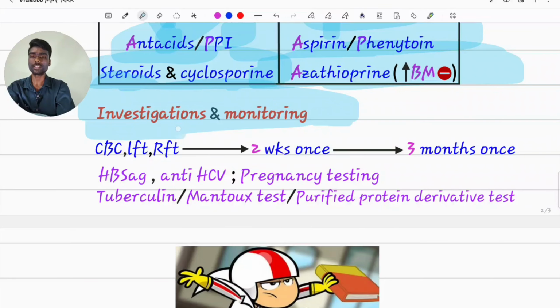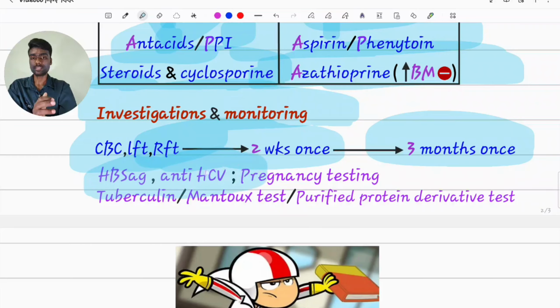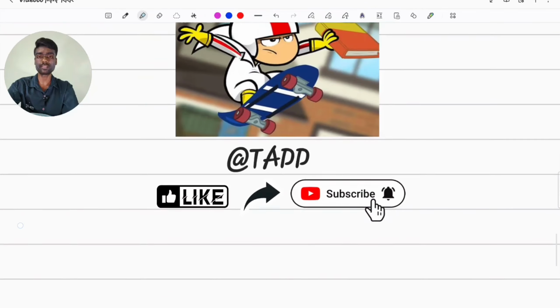Investigations and monitoring: CBC, LFT, RFT, firstly 2 weeks once, when we are increasing the dose from lowest dose to desired dose. Once desired stable dose we are keeping, then we can do 3 months once follow-up. HBsAg, anti-HCV, pregnancy testing. Before starting the drug, we have to check pregnancy and TB: tuberculin test, Mantoux test, purified protein derivative test, all three are same to check whether patient has latent TB or not.